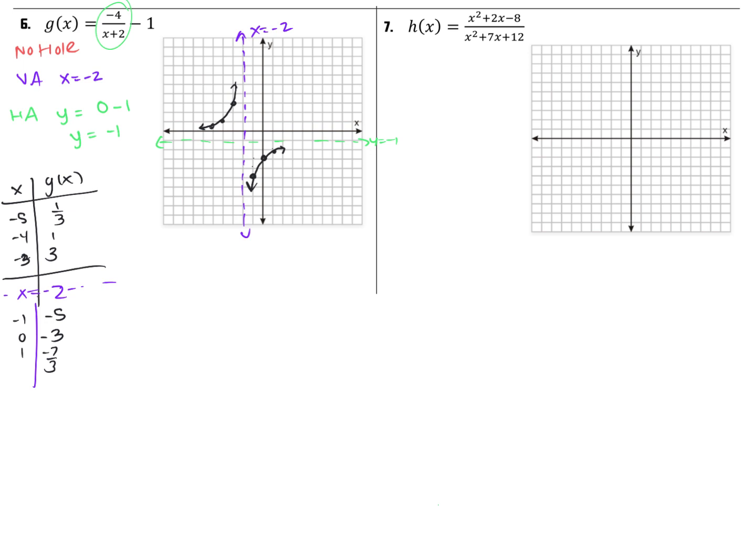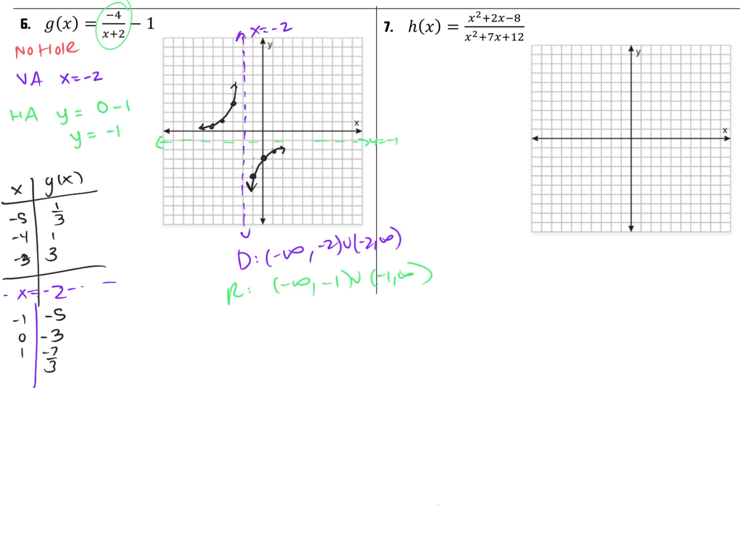So here I have my graph. Now, domain and range, if you didn't already get it, the domain is everything except -2. The range is going to be everything except -1.